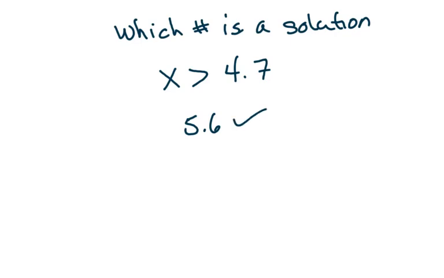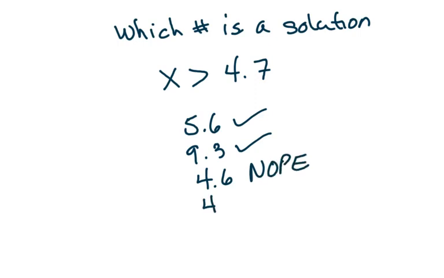Could you say 9.3? Yes. Could you say 4.6? Nope. As a matter of fact, could you say 4.7? Nope. It has to be greater than 4.7. So one of the solutions could be any number of things, but it couldn't be those. It has to be greater than.